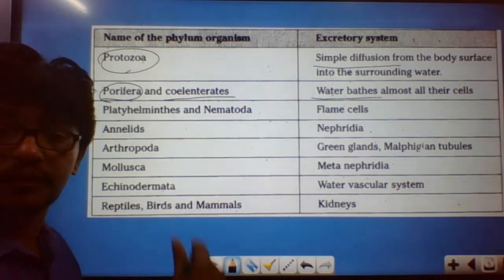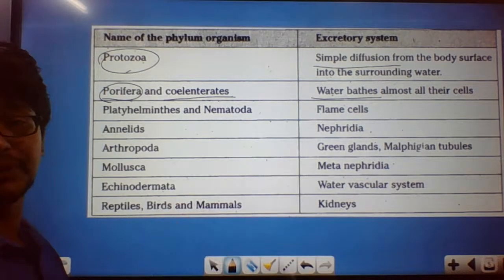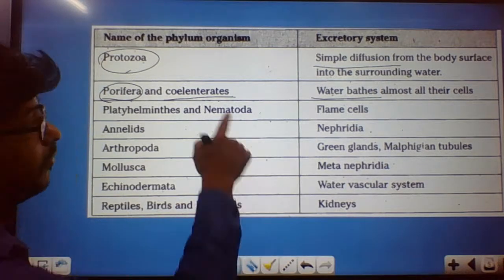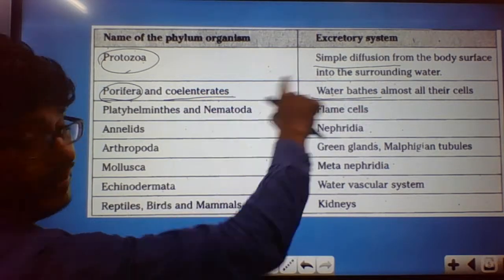Okay, so questions sometimes come as matching, column A, column B. So then you must be in a position to match exactly.